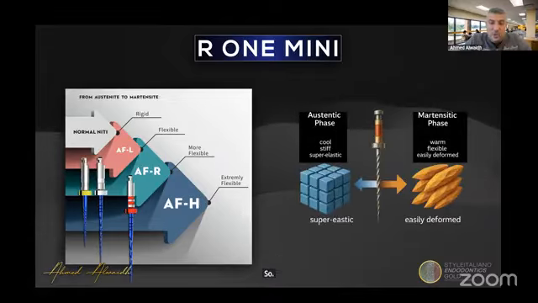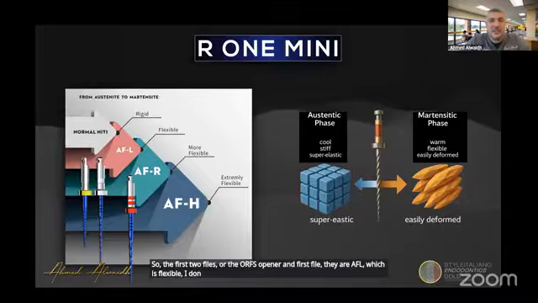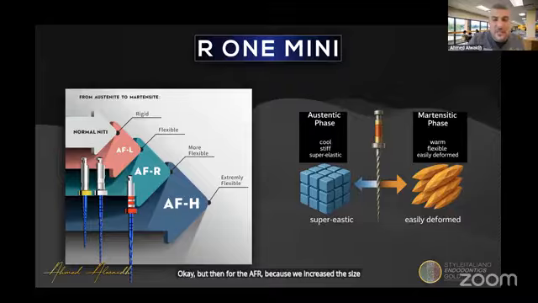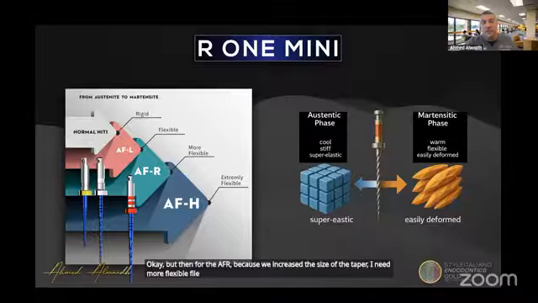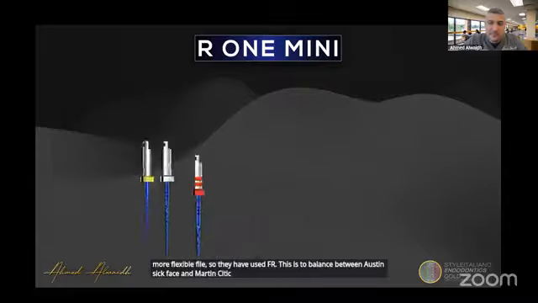So the first two files, the orifice opener and first file, are AFL, which is flexible. I don't need much flexibility. But for the AFR, because we increase the size and the taper, I need a more flexible file. So they have used AFR. This is to balance between the austenitic phase and the martensitic phase.